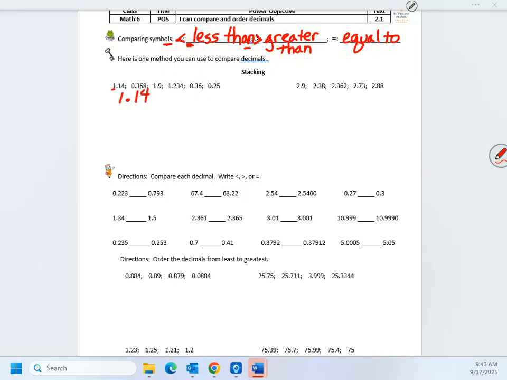We're going to write them one underneath another with that decimal lined up. This one's 1.9, keeping that decimal lined up, 1.234, 0.36, 0.25. So I have all of those six numbers. This time they're stacked on top of each other instead of in a big long list. Always, always, always keep that decimal on top of each other as you stack it.